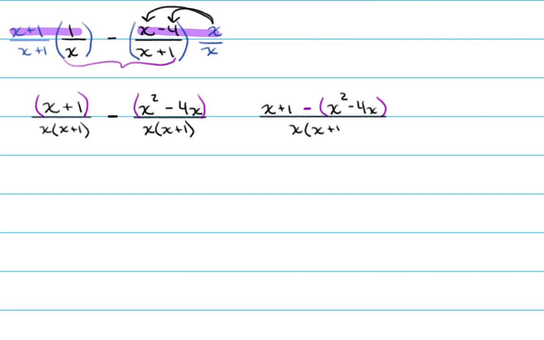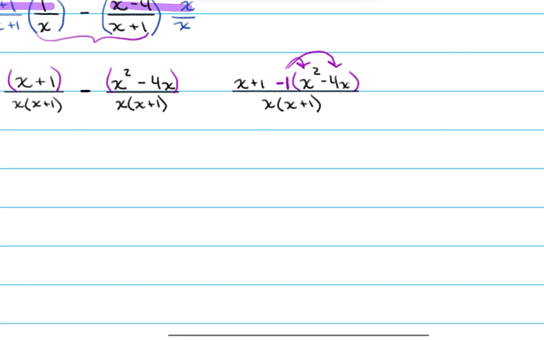You're just cleaning, okay? So if I distribute this negative sign, again, you can distribute it like it's a negative 1, again, multiplication. You end up with x plus 1 minus x squared plus 4x. Negative 1 times x squared is the minus x squared. Negative 1 times negative 4x is the positive 4x. Negative times a negative is positive. Okay. All over x times x plus 1.